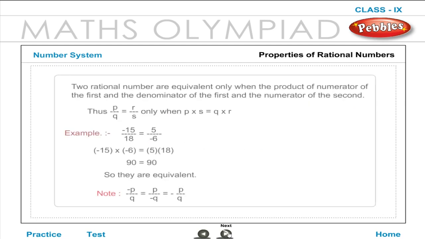Two rational numbers are equivalent only when the product of the numerator of the first and the denominator of the second is equal to the product of the denominator of the first and the numerator of the second. Thus, p by q is equal to r by s only when p into s is equal to q into r. Example: -15 by 8 is equal to 5 by -6. -15 into -6 is equal to 5 into 18, that is, 90 is equal to 90. So they are equivalent.